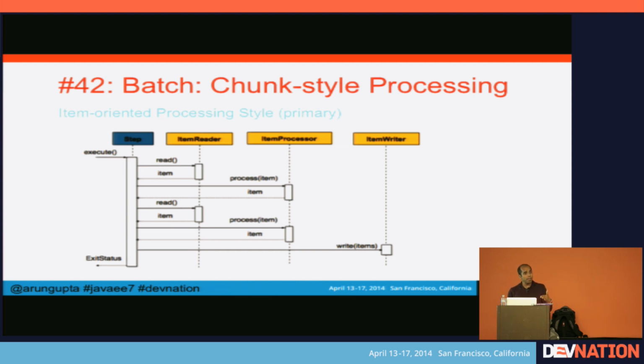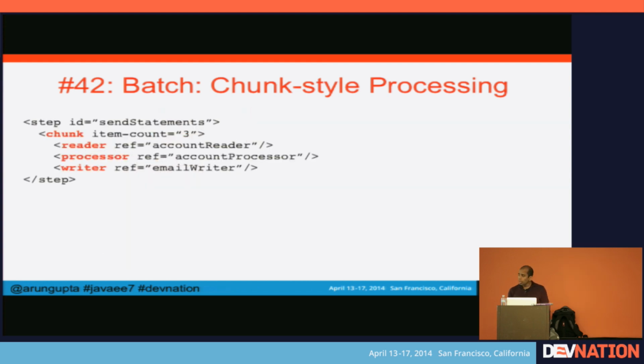Now the entry point to the batch is a job specification language. This is an example of how a job specification language looks. So as I said, a job has a step. Step in this case is a chunk. Chunk is basically item-oriented processing, as I was saying. You have a bunch of items in your CSV files.